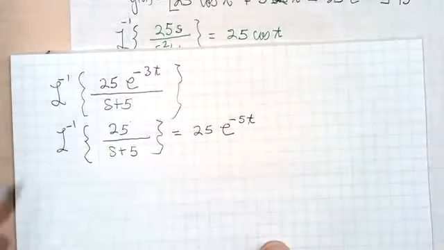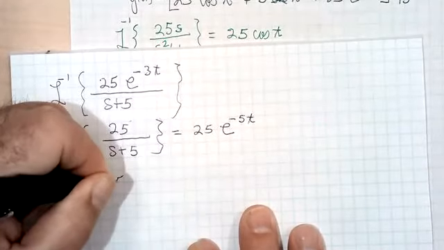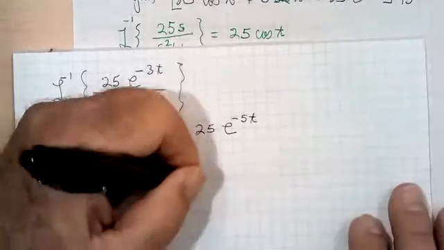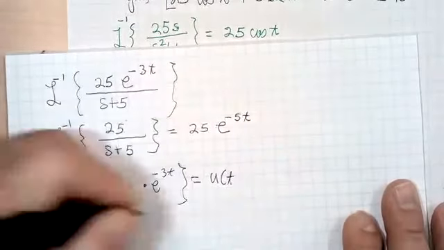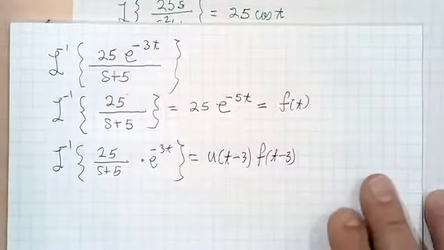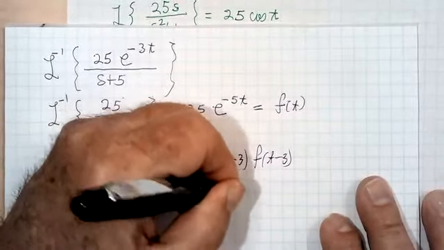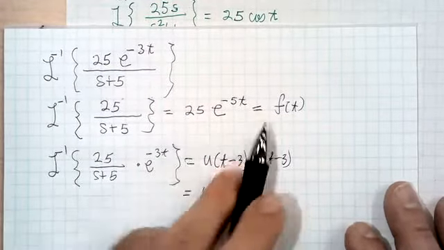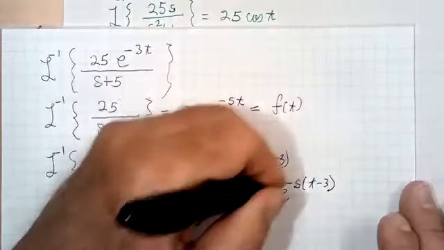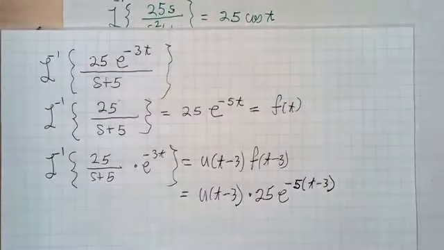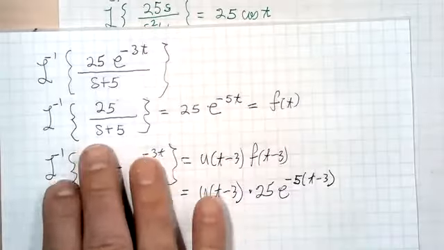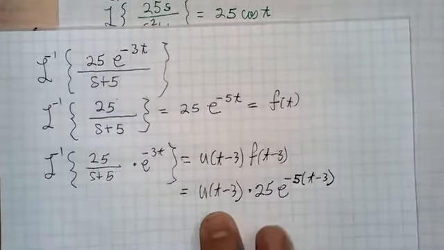And then when that goes back in, you get u at t minus 3 times f at t minus 3, where that thing is f at t. So that's u at t minus 3 times f at t minus 3. Well, there's f. And that's a 5. So it's actually not a lot worse. You have this one extra step of once you compute an inverse transform, and then you put a shift on it with a unit step function.